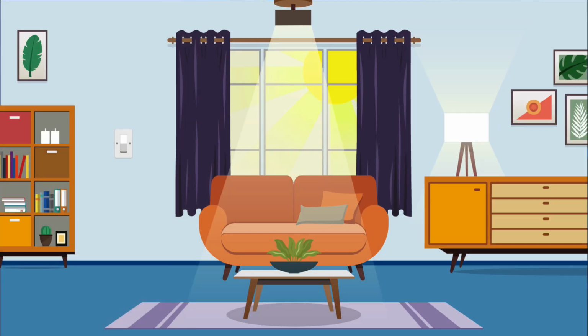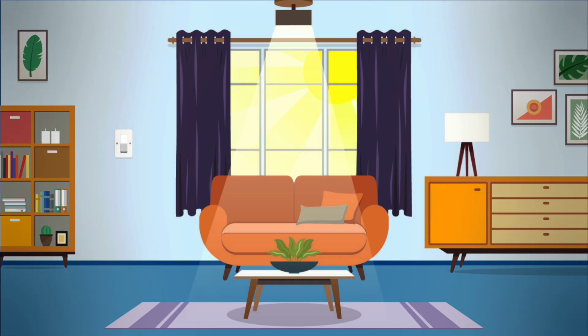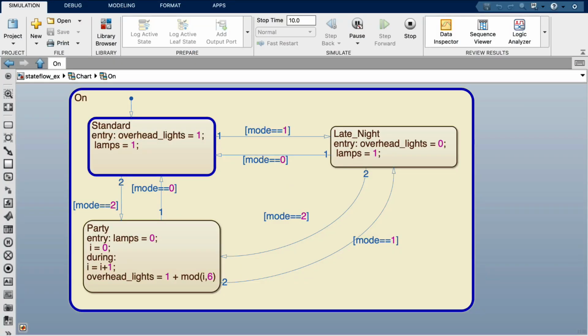Consider a more complex smart lighting system, where you can control the color, brightness, and even different lighting fixtures with different modes. Instead of implementing conditional logic for the different subsystems individually, you can define a single Stateflow chart with different modes or states of operation where it is easy to visualize, test, debug, and generate code.